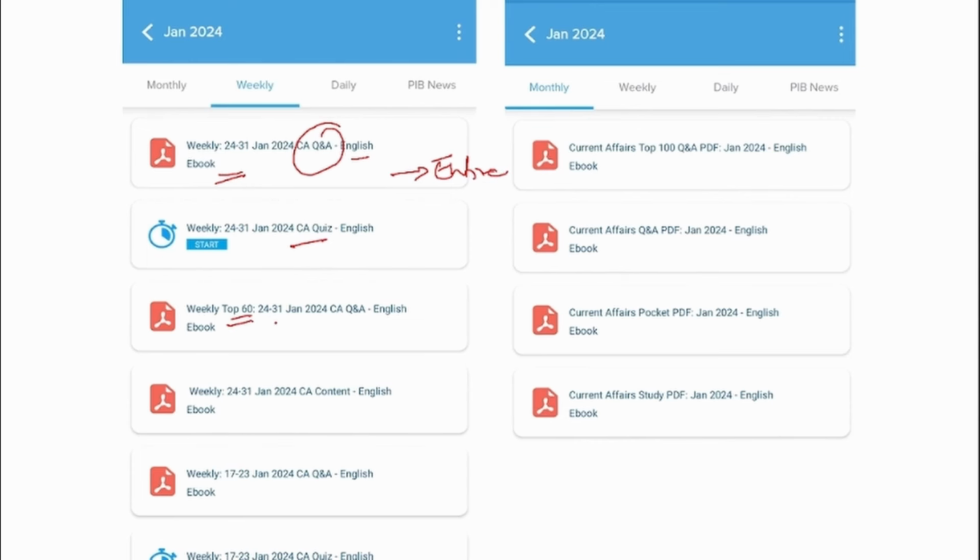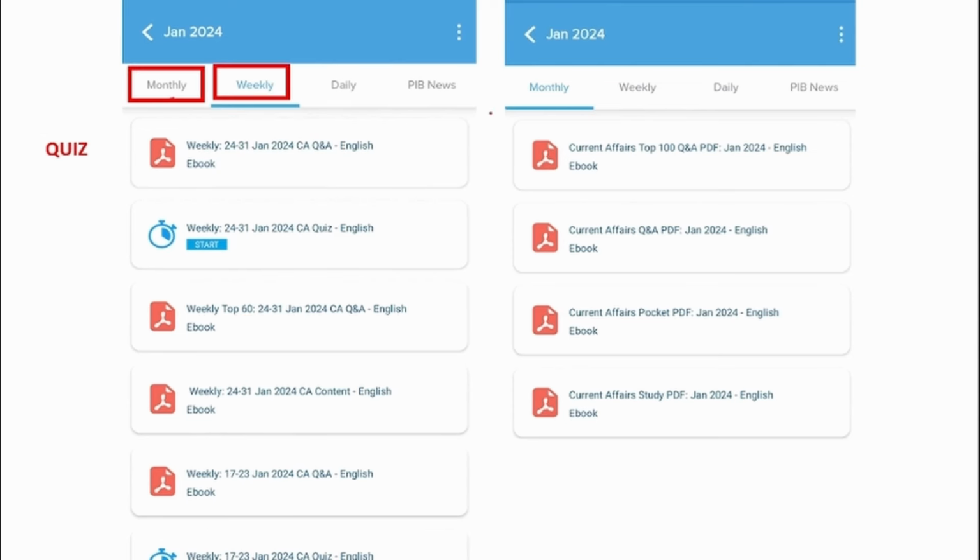But here we take the top 60 most important news and we upload it in this PDF in question and answer format. Apart from weekly, we also provide you the monthly ones. This PDF will contain detailed view of that particular month news. And this will have a brief format of the same news. This will be in the form of a question and answer format, and this will have the top 100 question and answer of that particular month.